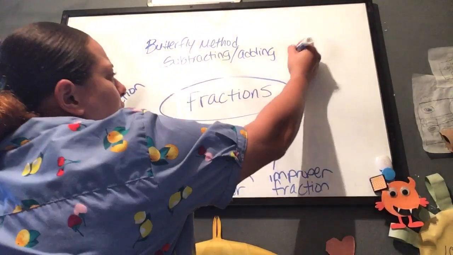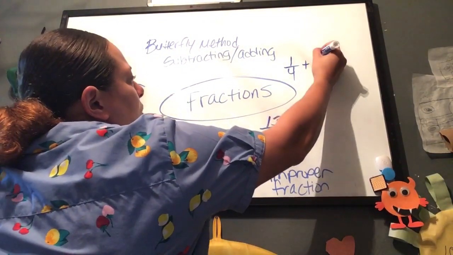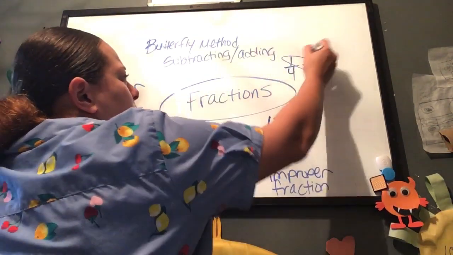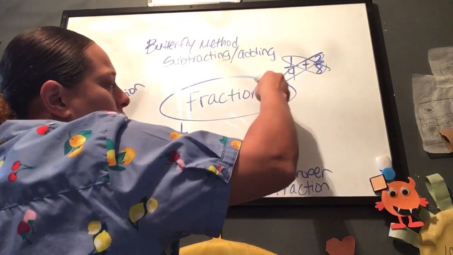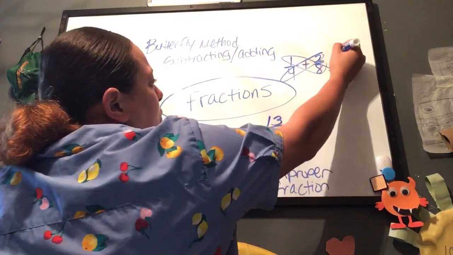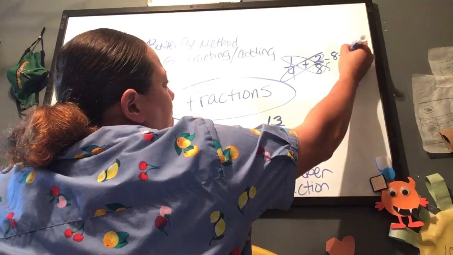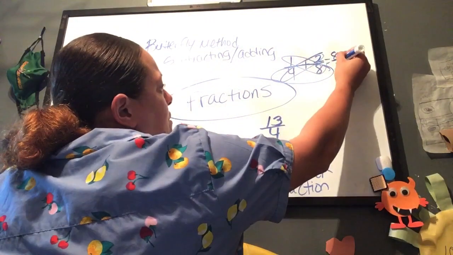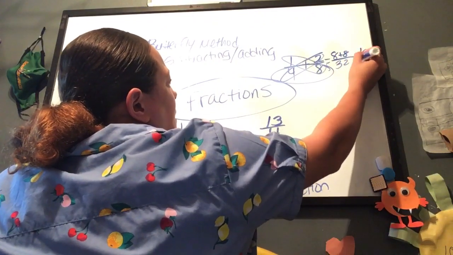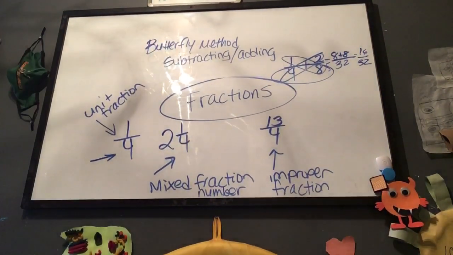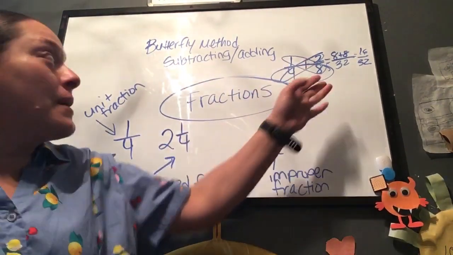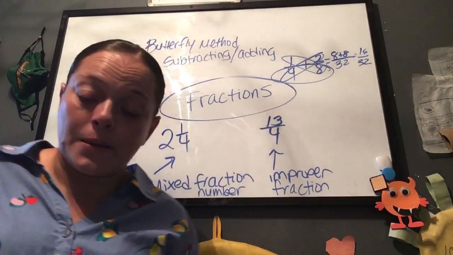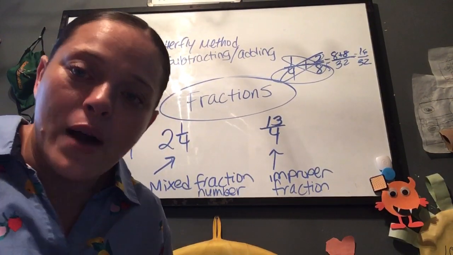And the butterfly method is just simply doing this. Sorry, excuse me. Multiplying across and then adding it. So 2 times 4 is 8 plus 8. And then you would multiply this. 8 times 4 is 32. So you get 16/32. Sorry, I did that pretty fast, but that is what the butterfly method is. The only time you would use that is when you are adding and subtracting. So with this, I hope I answered all your questions.